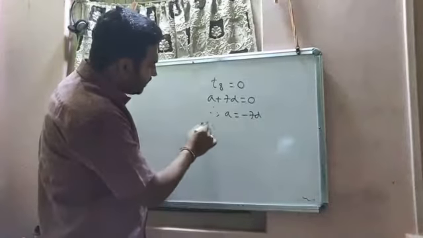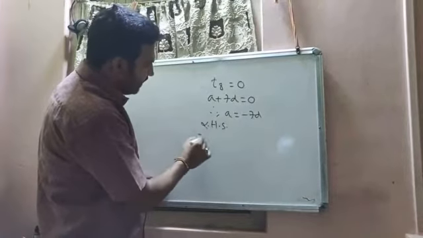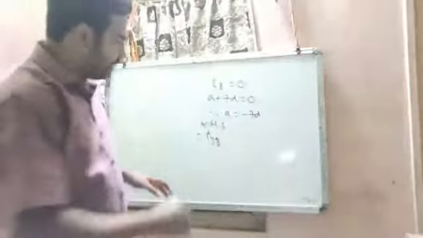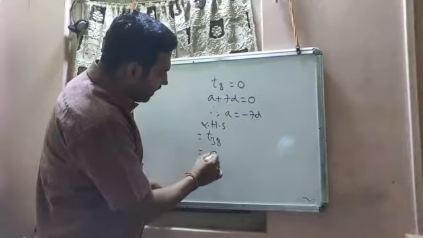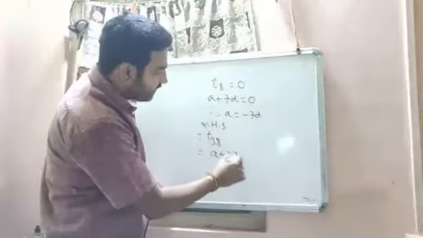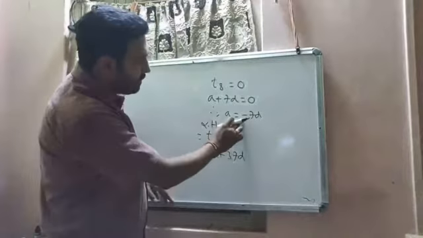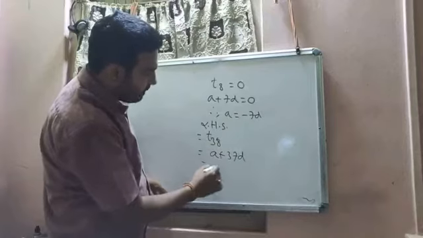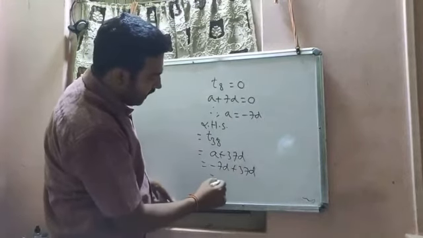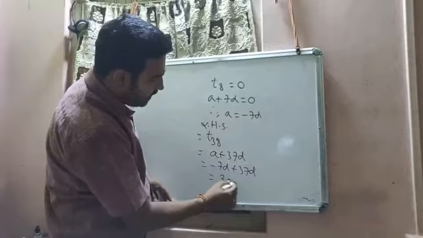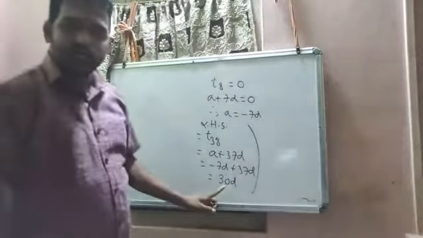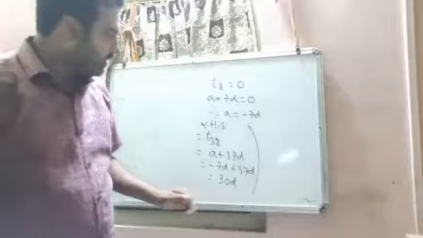Now let's find the LHS. The 38th term, T38. Again I can write A plus 38 minus 1, that is 37 times D. Let me put A as minus 7D. After calculation it becomes 30D. So T38 is equal to 30D.